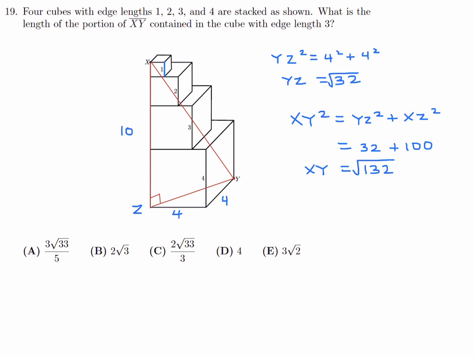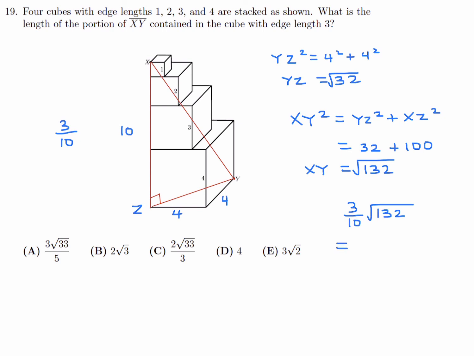So if I asked you, what portion of this length 10 is part of that cube that has a length of 3? Well, you'd say it's 3 over 10. And that's exactly how you'd figure out that part of the question. It's 3 over 10 of this. So 3 over 10 times root 132.